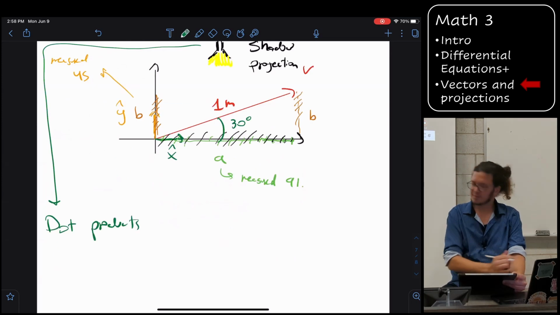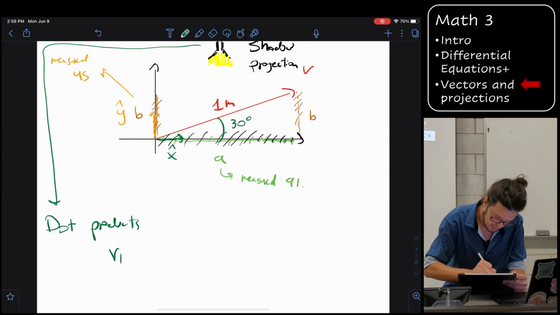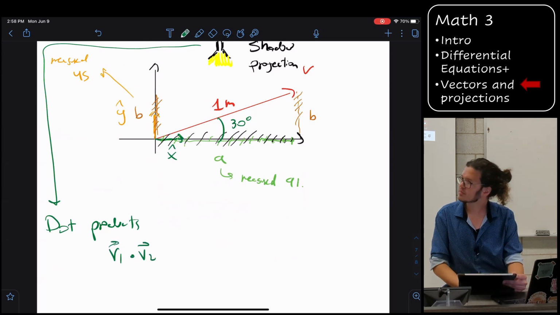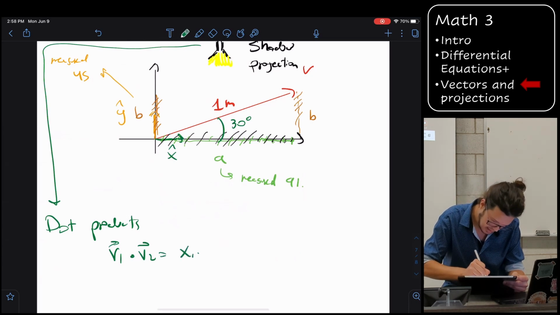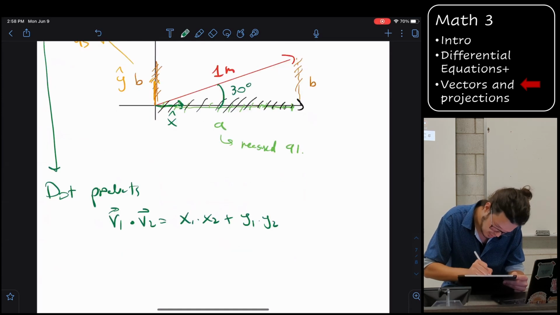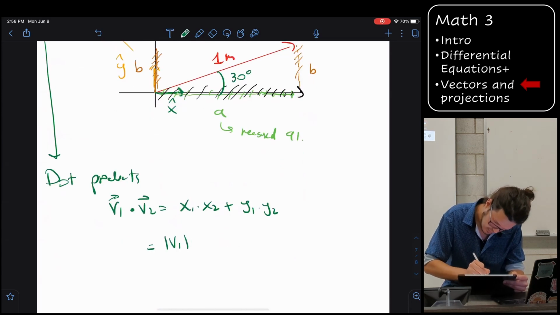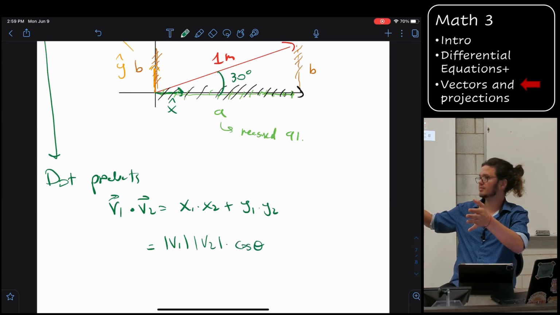Why? Because if you remember the dot product between two vectors, v1 and v2, if it's in 2 dimensions, this is equal to x1 times x2 plus y1 times y2. But this is also equal to the magnitude of v1, the magnitude of v2, times the cosine of the angle that they form, the magnitude being the length.